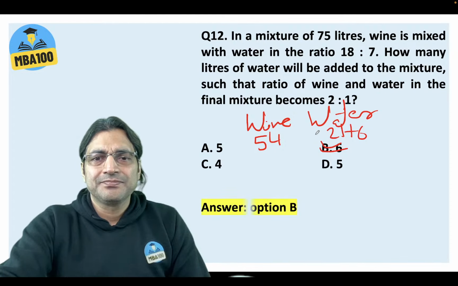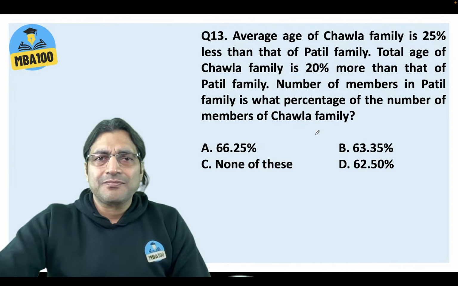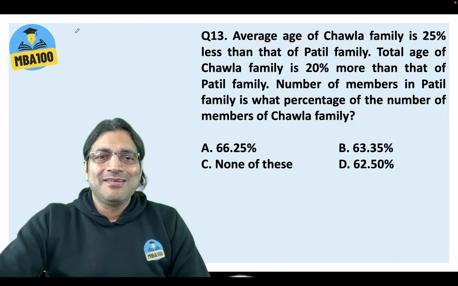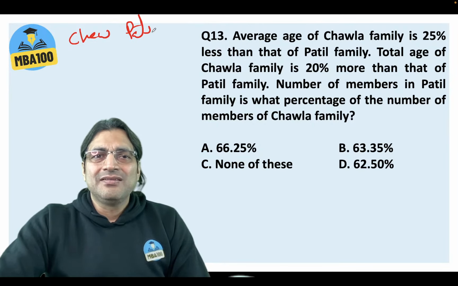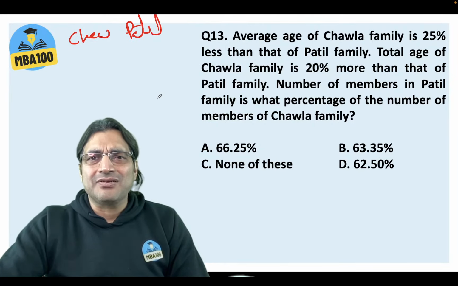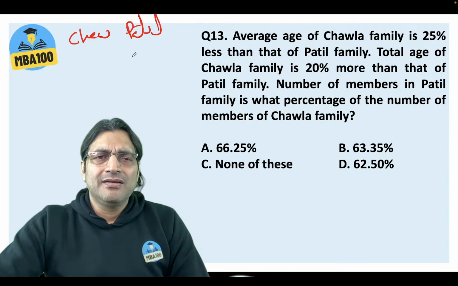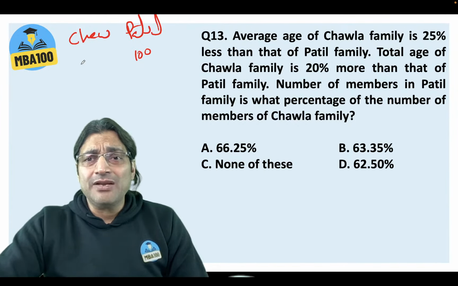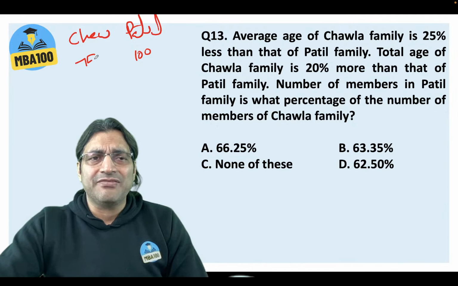What about this one? Chawla and Patil, one Punjabi and one Marathi. So this is Chawla and this is Patil. It is given that the average age of the Chawla family is 25% less than that of the Patil family. Let that be 100 for the Patil family. So for the Chawla family that would be 25% less, so it would be 75.